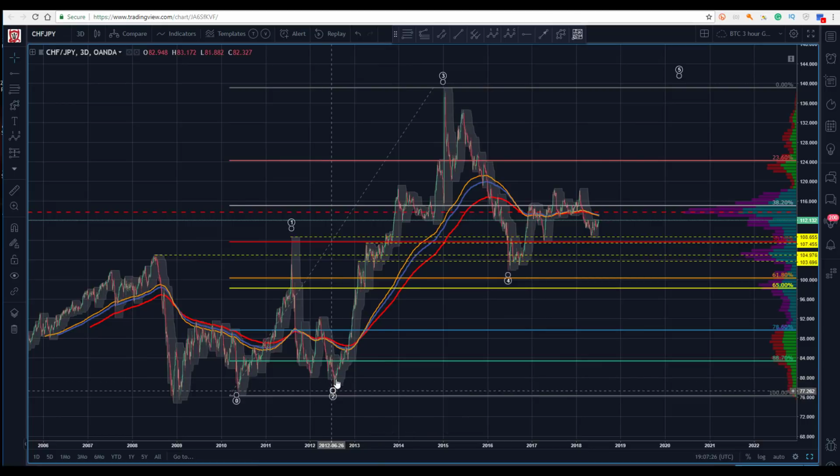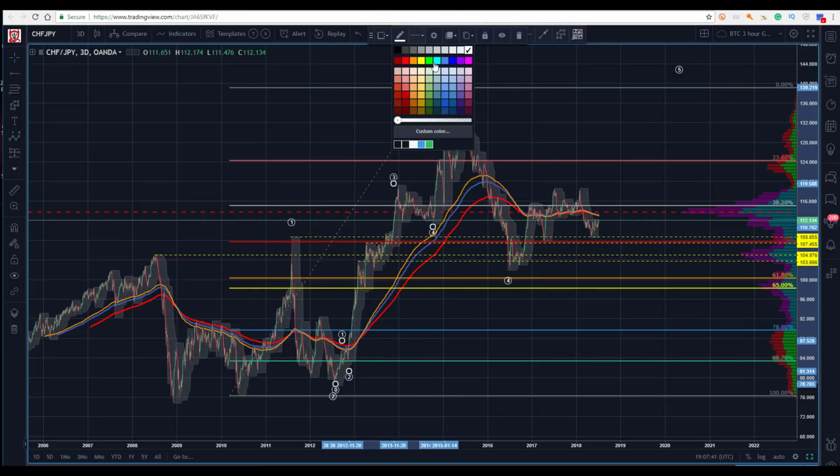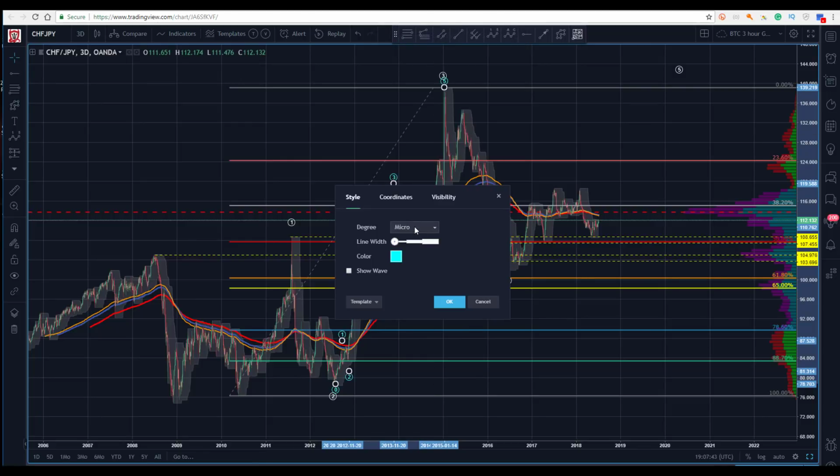So the 3, 4, 5, I'd probably have to get to a smaller time frame to dig out the 1, 2. But it looks like there's some sort of 1, 2 in here, and I get a 3. It looks like a sideways triangle, and then coming in for that, let's get that to a lower degree.